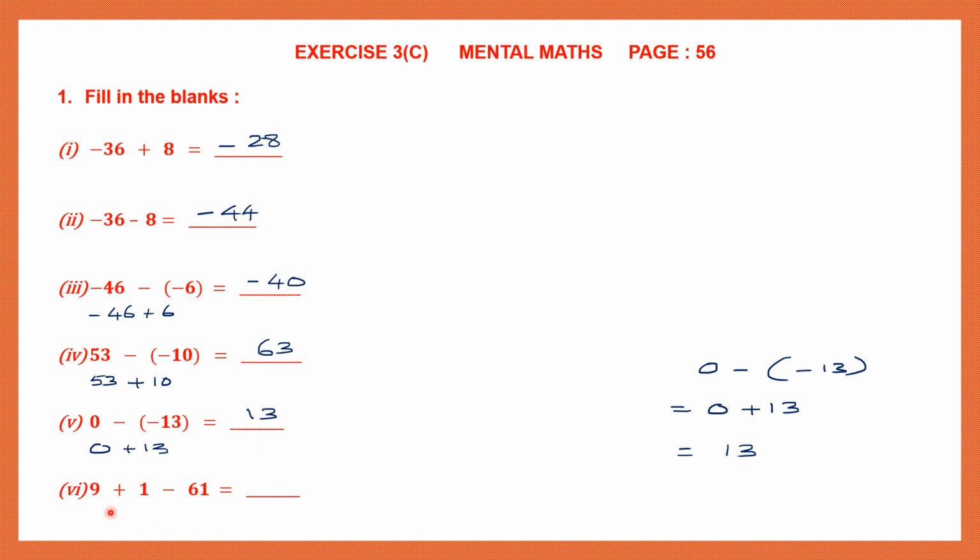Now here we have 9 plus 1 minus 61. So here let's work out the numbers with the same sign, that is 9 plus 1 is 10. 10 minus 61. Here also, can you see signs are different? So put the sign of the bigger number and subtract. 61 minus 10 is 51.